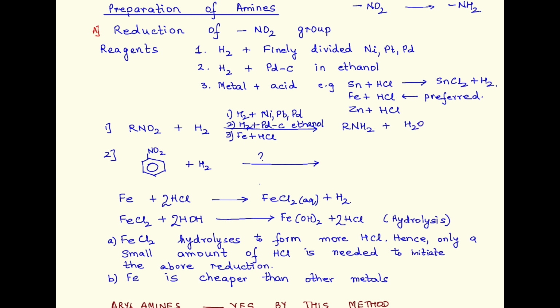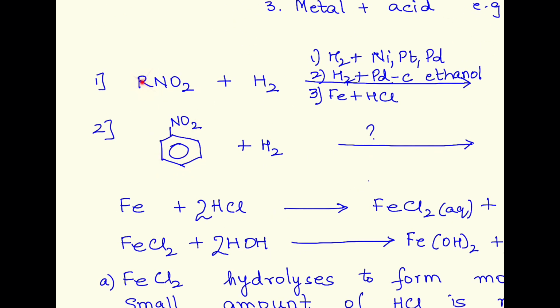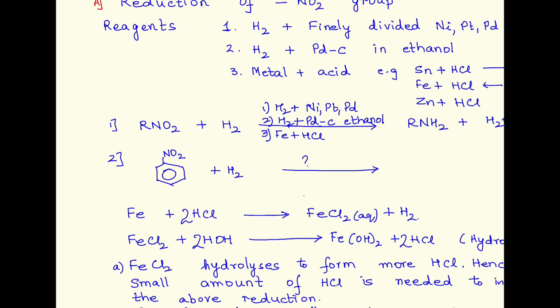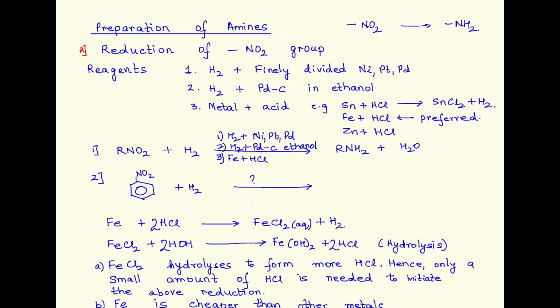Same way, if you see nitrobenzene, so I am reducing an aliphatic nitro derivative and an aromatic nitro derivative. In other words, by this method, I can prepare aliphatic as well as aromatic amines. This is a very short topic, so I thought we'll cover the aliphatic and the aromatic compounds parallelly.